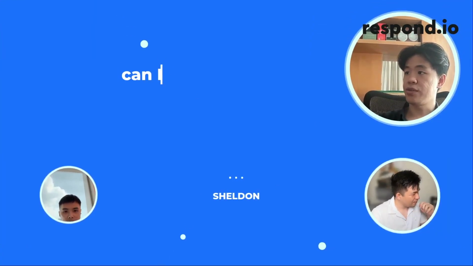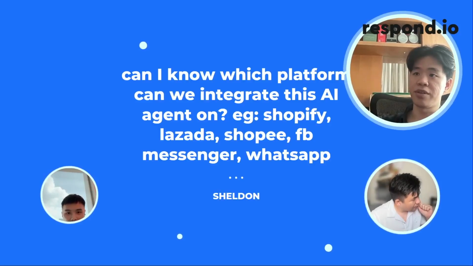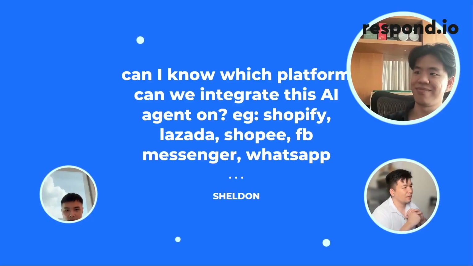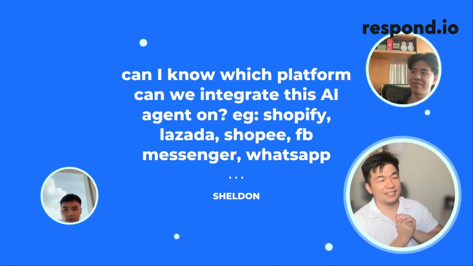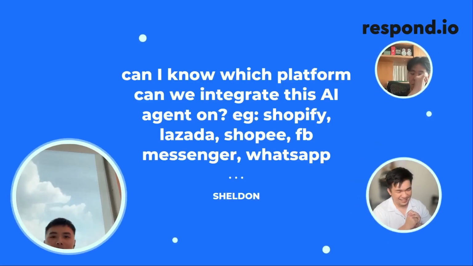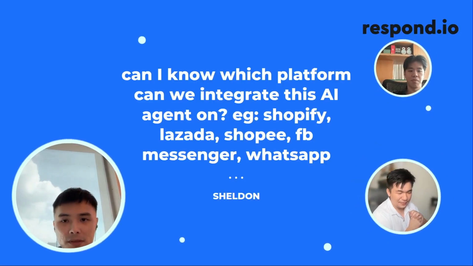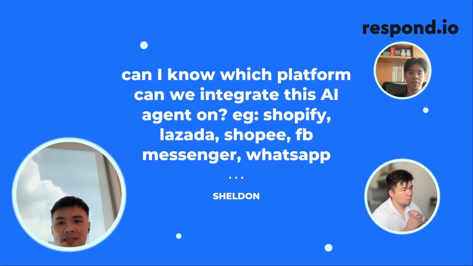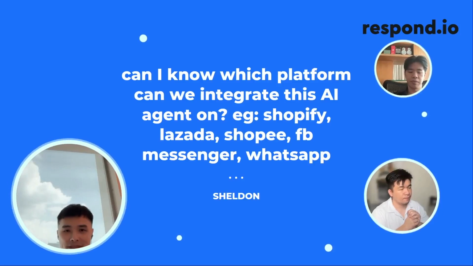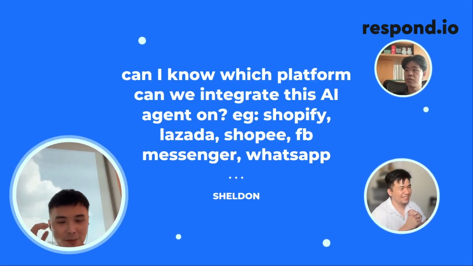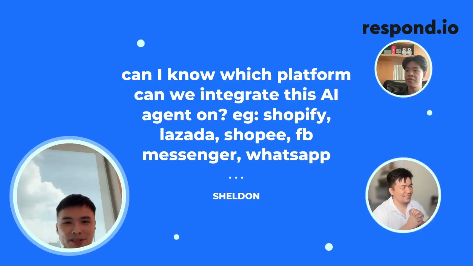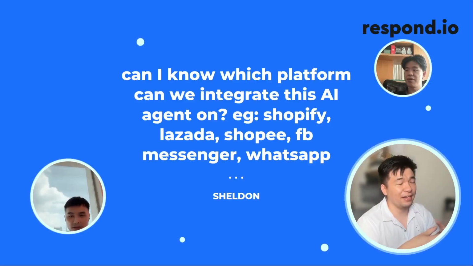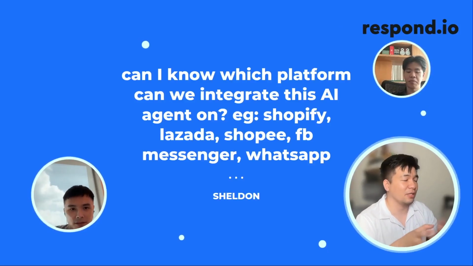Okay. Next question. Can I know which platforms we can integrate this AI agent on? Shopify, Lazada, Shopee, Facebook Messenger, WhatsApp. Integrations. ZY, would you like to take this? If the channel is already connected, maybe you connected it through a custom channel, you can always have the AI agent handle the messages coming from it. Did I answer correctly? WhatsApp is already natively supported, Facebook Messenger, yes. So we do have some native integrations already, like WhatsApp, all those channels that you can connect to. Definitely all those are supported.